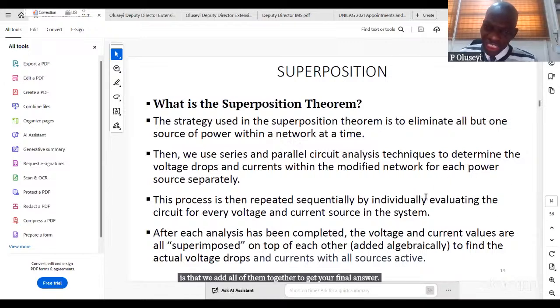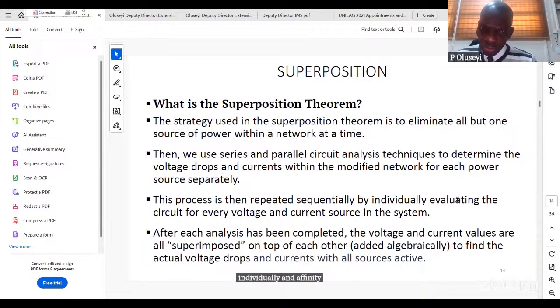This process is repeated sequentially by individually evaluating the circuit parameters, that is voltage and current. By the time you are through with all this, you superimpose them on top of each other. That's what brings about superposition. You superimpose them upon one another.